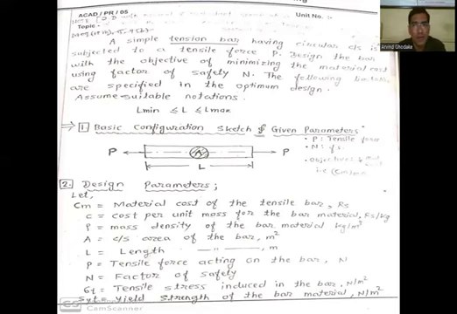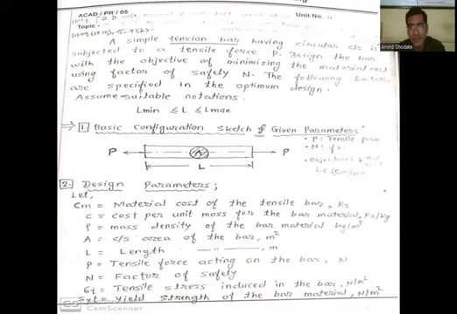A simple tension bar having circular cross section is subjected to a tensile force P. Design the bar with the objective of minimizing the material cost using factor of safety N. The following limitations are specified in the optimum design. Assume suitable notation, that is, L minimum is less than or equal to L, which is less than or equal to L maximum. So in the diagram you can observe one bar which is subjected to a tensile force P. Then L is the length of the bar and A is the cross sectional area of the bar.